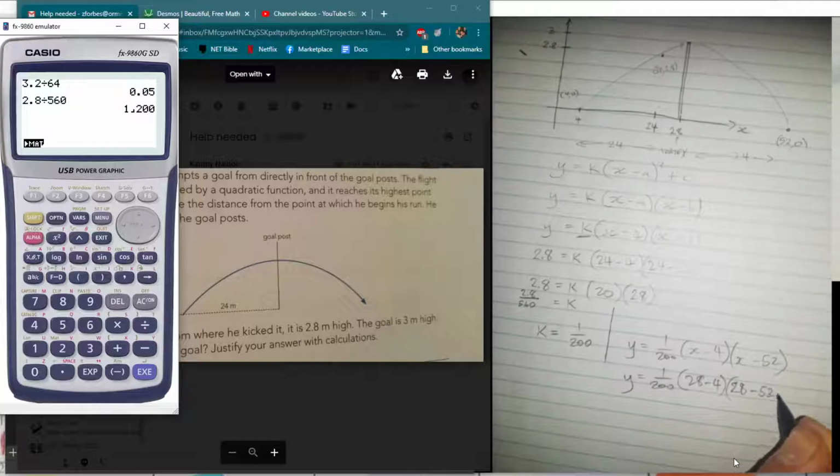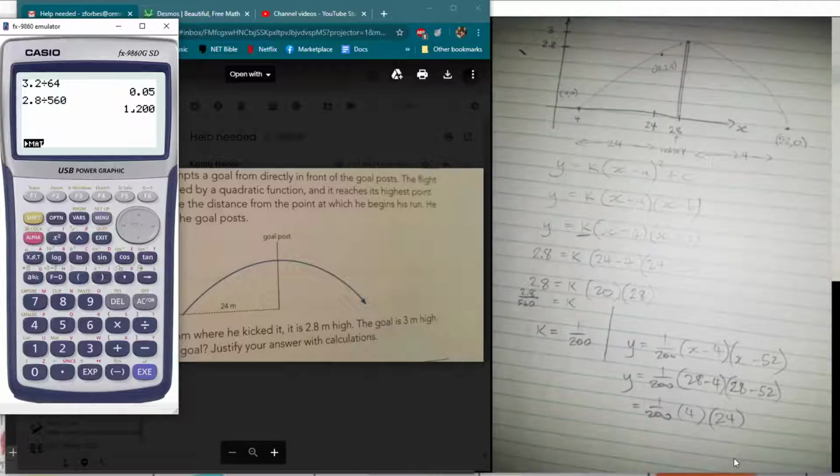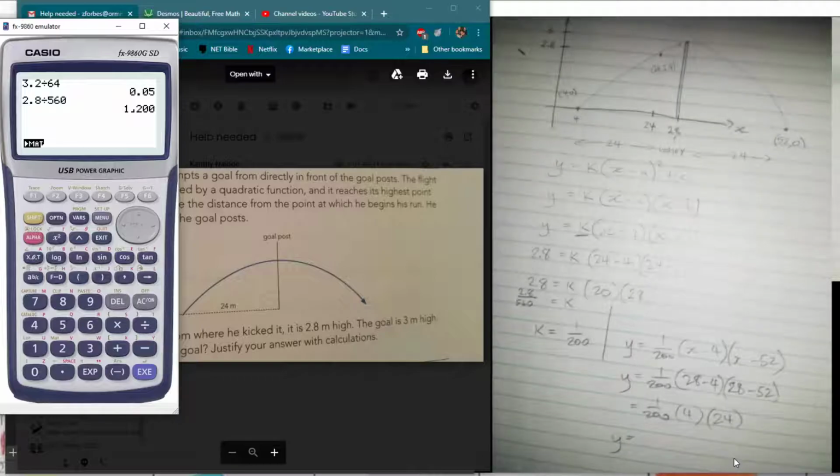I got given that question again, except backwards. I know that one's 24 from prior experience. 1 over 200, 4 and 24. 4 times 24 is 96, I think. Y equals, oh no, wait, we're not even close. What have I done wrong? Oh, one of them is a negative. That's negative 24. Oh, I've stuffed up, mate. I've really stuffed up, haven't I?